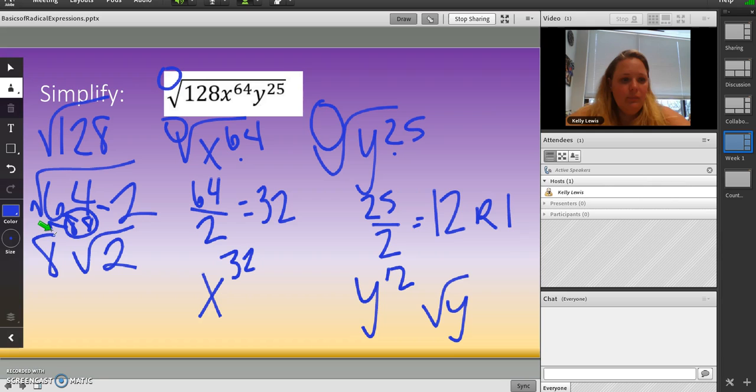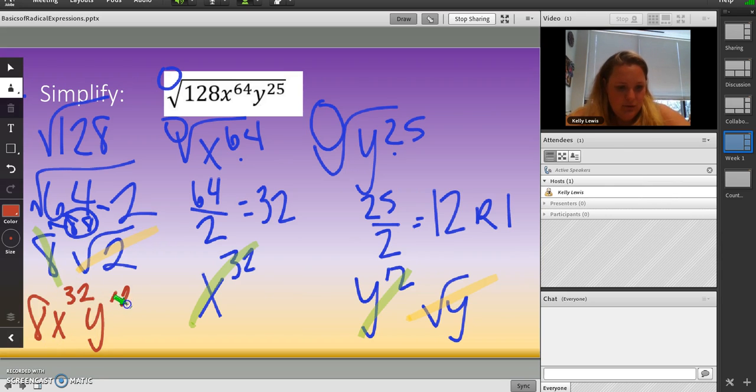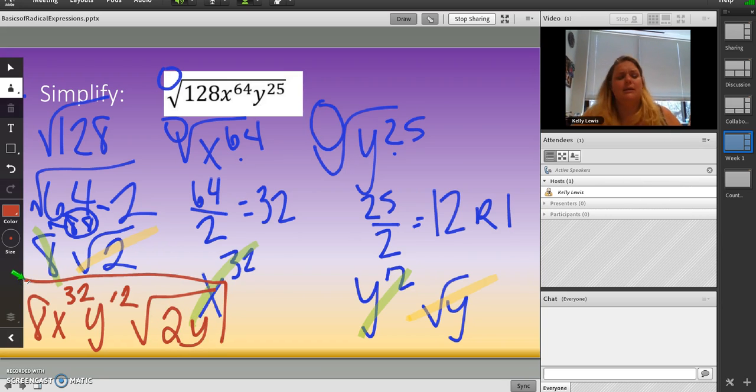That's how that works. So what I have is 8 on the outside, x to the 32, y to the 12 on the outside. And then on the inside, in the radicand, it's square root of 2y. So I'm going to write that: 8, x to the 32, write it in ABC order, y to the 12, square root 2y. And so that's your answer. I know it looks crazy. You're working on logical thinking skills and manipulating variables. Focus on that, not am I going to need this at Hobby Lobby, right?